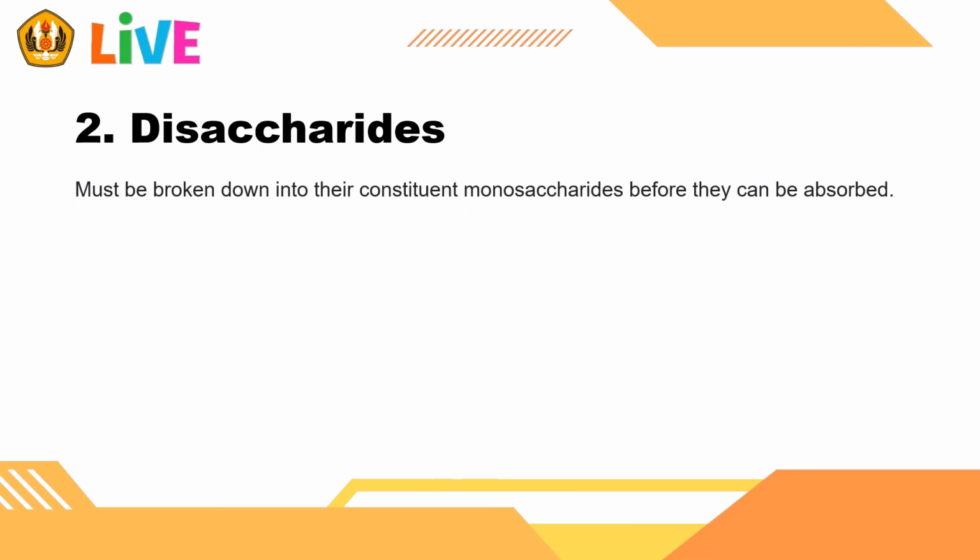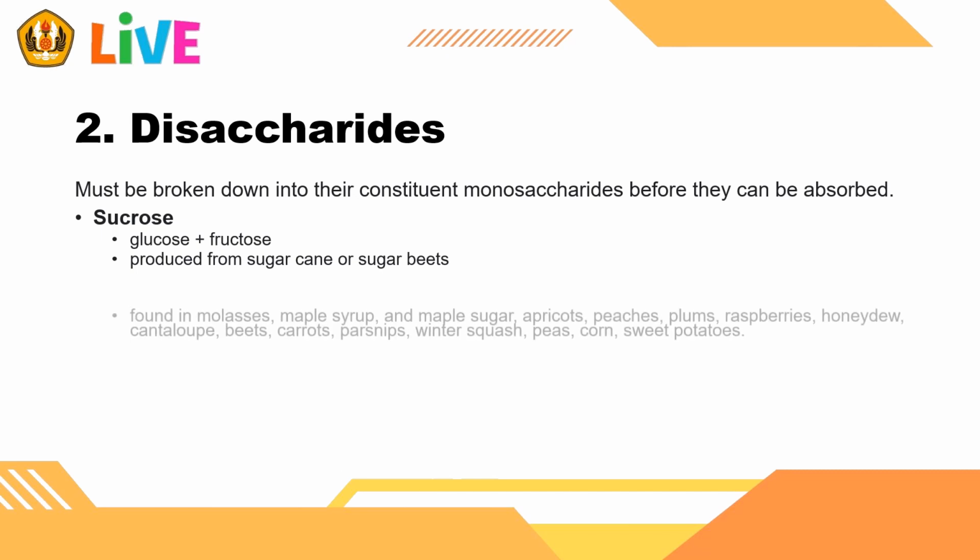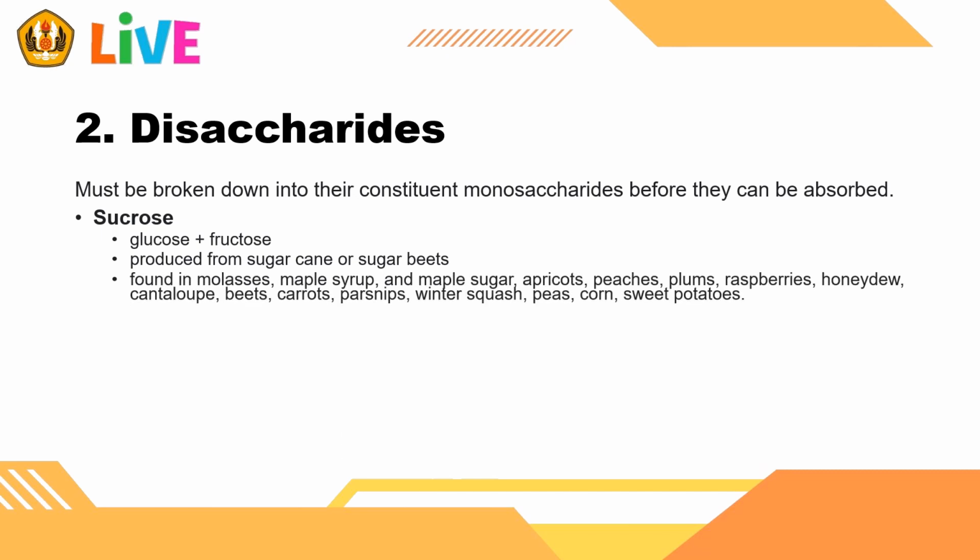Ingested disaccharides cannot be used directly by the body, but they contribute to body function after digestion. Disaccharides must be broken down into their constituent monosaccharides before they can be absorbed. Sucrose is a combination of one molecule of glucose and one molecule of fructose. The most common form of sucrose is granulated table sugar. Commercially, sucrose is produced from sugarcane or sugar beets. It's also found in syrups, fruits, and vegetables.